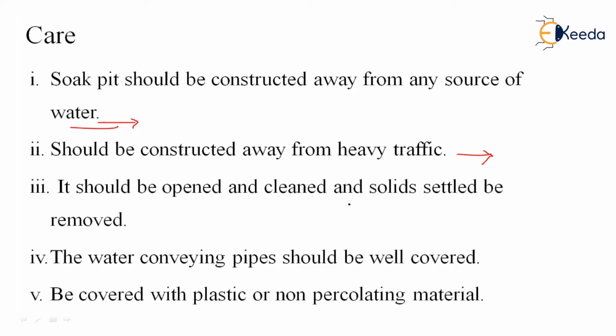It should be opened and cleaned, and the solids settled below should be removed. The cleanliness and maintenance work should be done regularly. The water conveying pipes should be well covered, to avoid breaking, oozing out, and nuisance. They should be covered with plastic or non-percolating material. We don't want the rainwater to go into it, or any other flushing water to go into it.